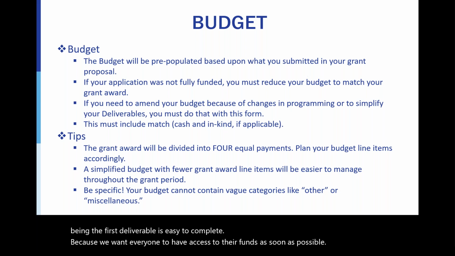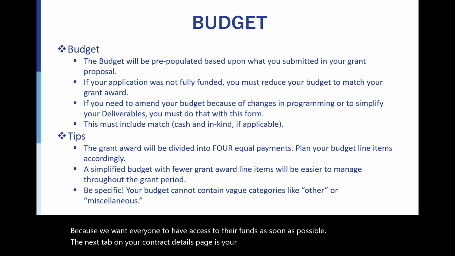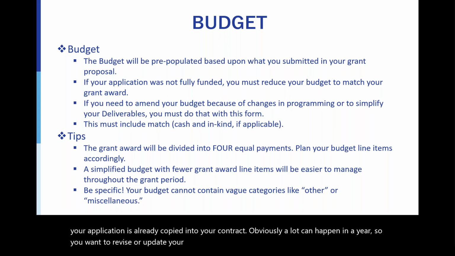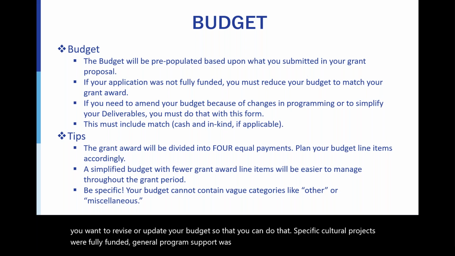The next tab on your contract details page is your budget. You'll see that the budget from your application is already copied into your contract. Obviously, a lot can happen in a year, so you want to revise or update your budget. Specific cultural projects were fully funded, general program support was not. You will need to reduce your budget to match the award amount.